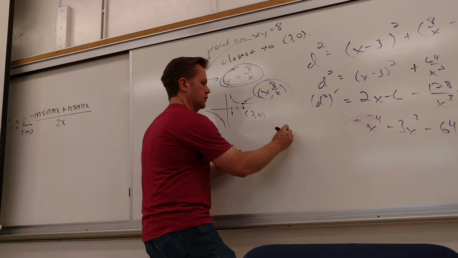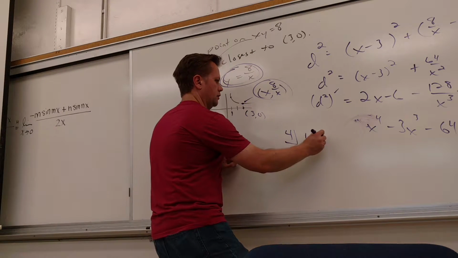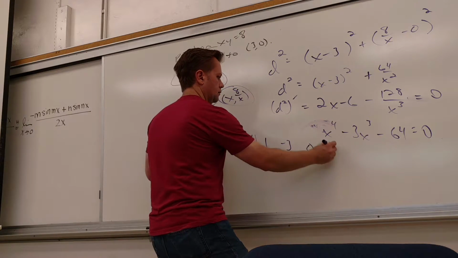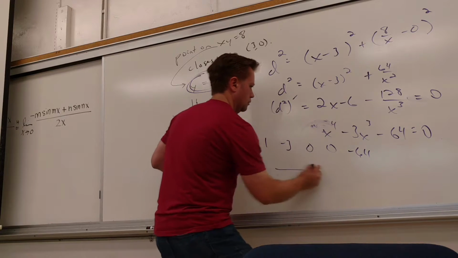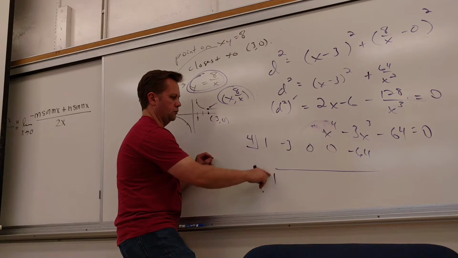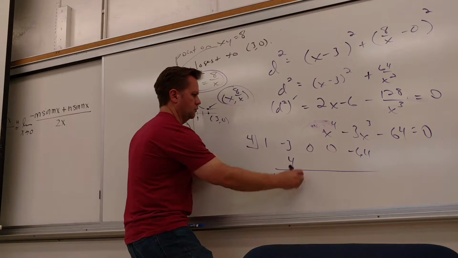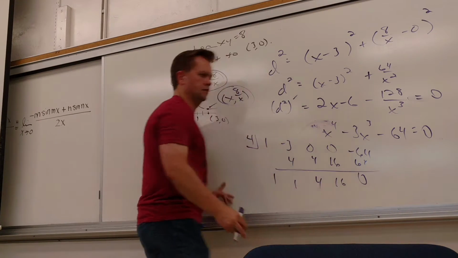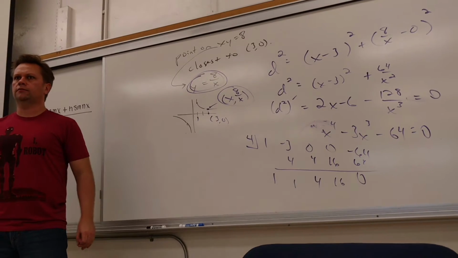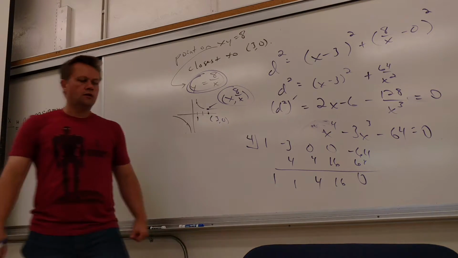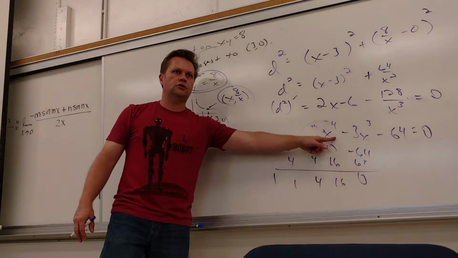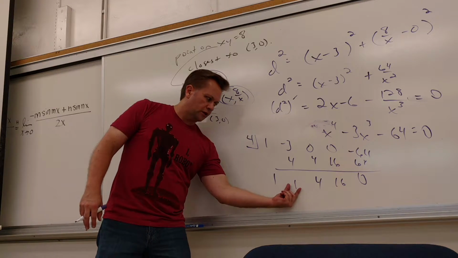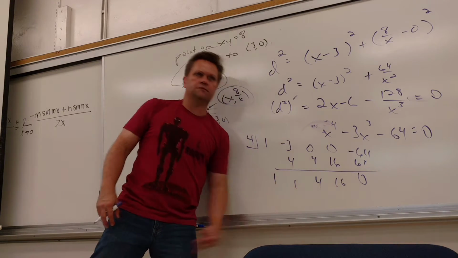So just to remind you guys, if I do 4, here's synthetic. 1, negative 3, no x squared, no x's. There you go. And then you do 1 times 4 is 4, plus, multiply, add, multiply, add, multiply, add. That's so awesome. So then this factors to be x minus 4 times x cubed plus x squared plus 4x plus 16.